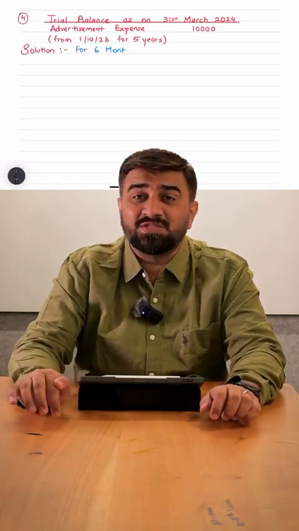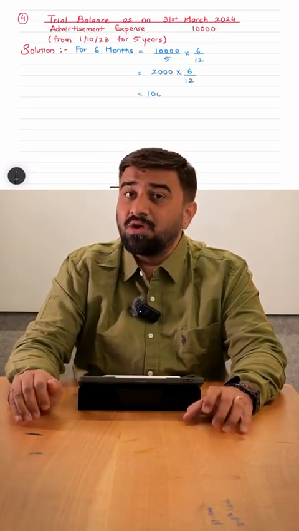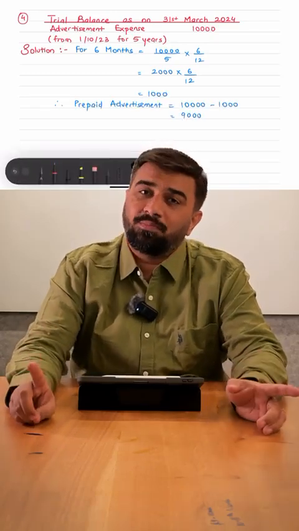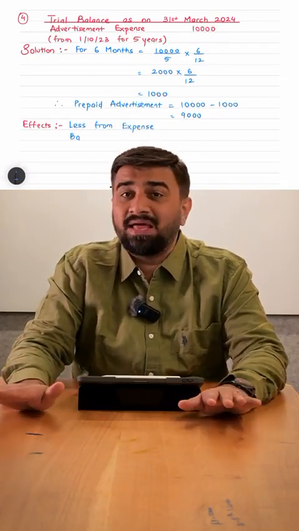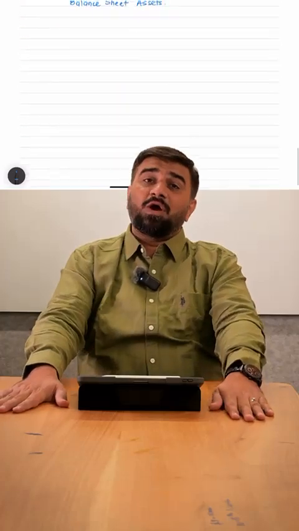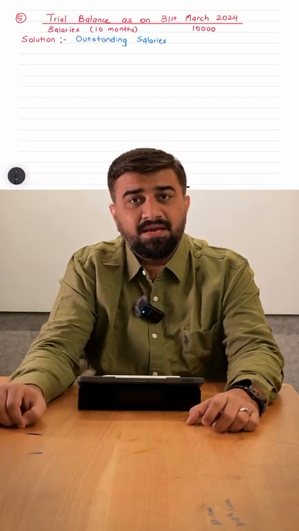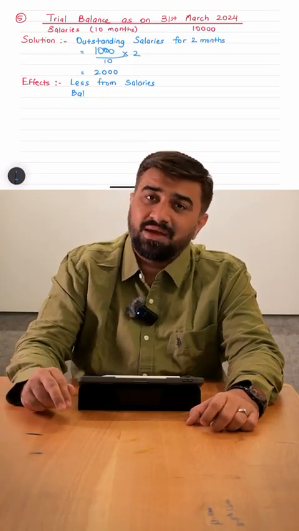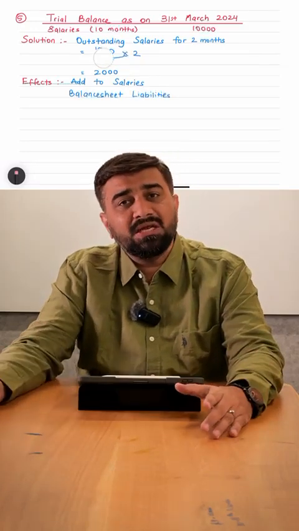But you have made the advertisement expense this year, October 23. So October 23 to March 24 comes to 6 months. So 6 months expense will be how much? 1,000. So 1,000 will go to your P&L, and the remaining amount will be considered as your prepaid advertisement and goes to balance sheet asset. Thereafter, you have to be careful with other items, like suppose they give you any expense account, for example salary. Salary, bracket 10 months, amount 10,000. So 2 months is outstanding. So 10,000 divided by 10, 2,000 is outstanding salary. Add to salary, balance sheet liability.